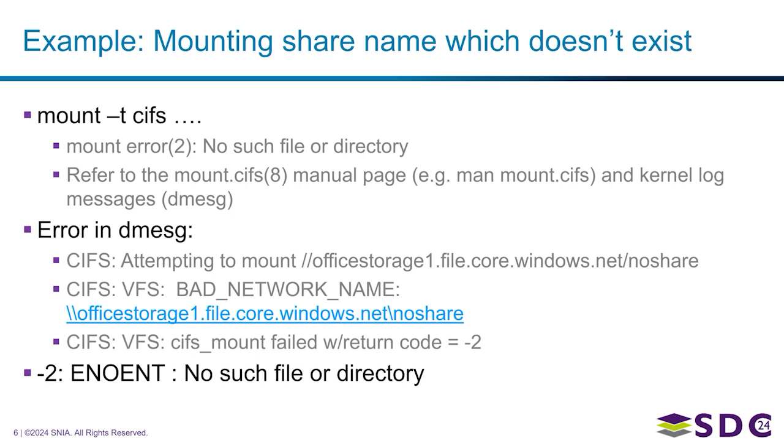If you get a no such file or directory error, that is because, as dmesg says, you are actually using a wrong network name, because I used a share which doesn't exist on the server. Once we get this error at the client, we are translating that error to a Linux error, which is -2, no such file or directory.